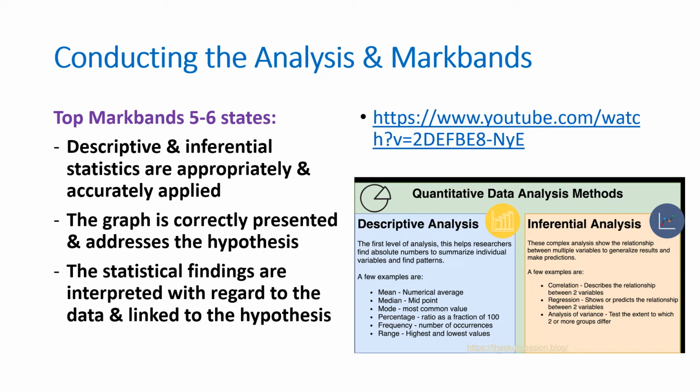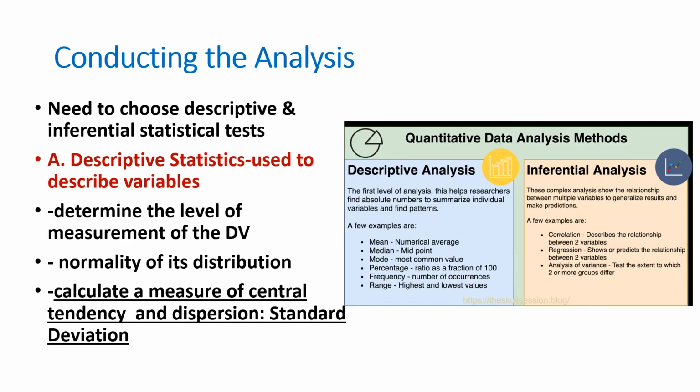You can put a table in, which you're going to see, but the graph is essential. And the statistical findings are interpreted with regard to data and linked to the hypothesis. So on a graph, if you have two things on the x and the y axis that have nothing to do with the hypothesis, then you're not going to get points for that.